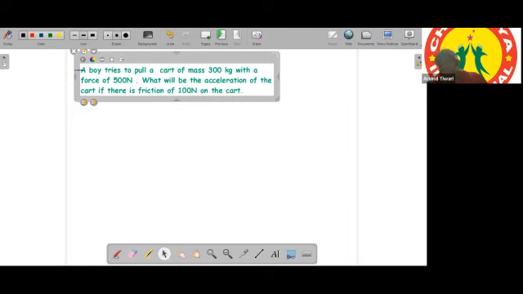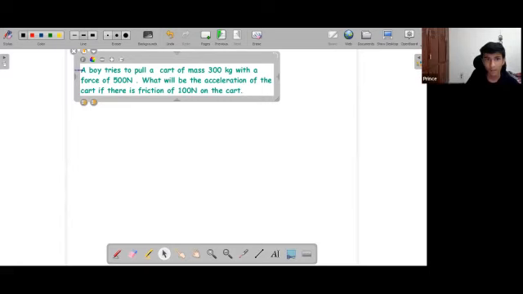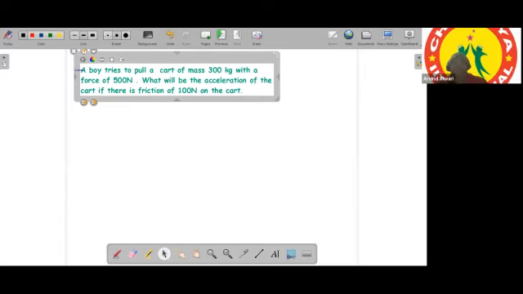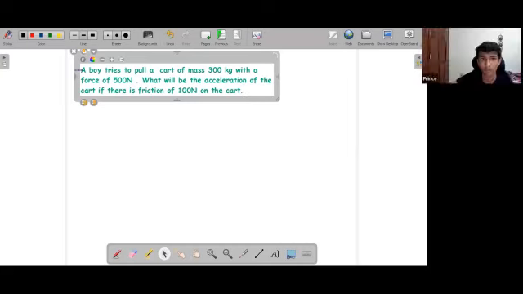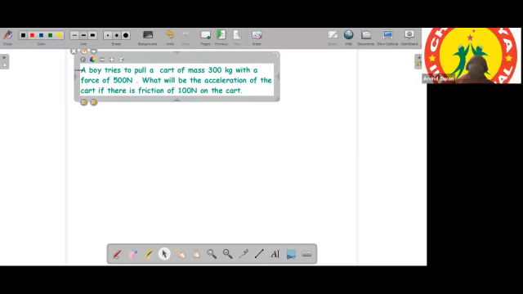So, Prince, what will be the net force acting on the cart? Sir, applied a net force of 500 Newton. See, he's applying a force of 500 Newton. Okay, and there is 100 Newton of force of friction. So, what should be the net force acting on the cart? Sir, 400. 400 Newton, right? So, I'll get here my net force.